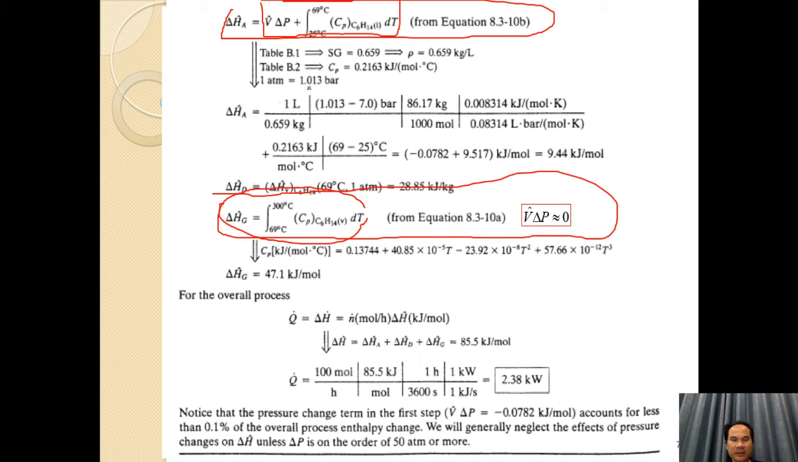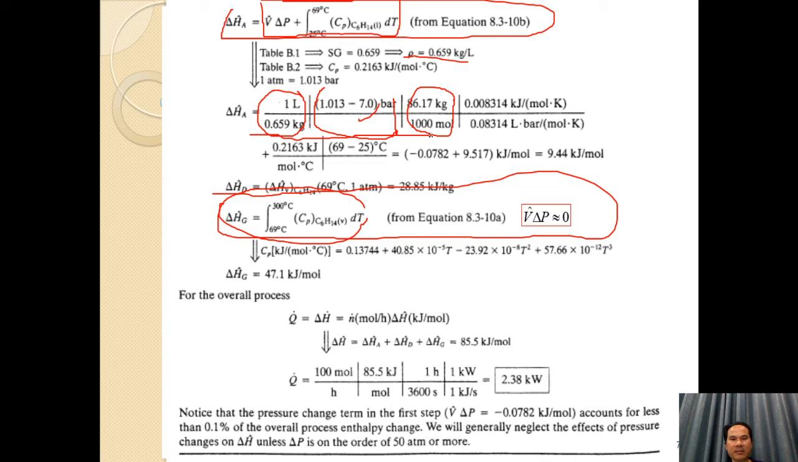That's right, the volume is 1 liter per 0.659 kilogram. This is the density. That's right, it's the density of hexane multiplied by delta P. That's right, this decreases from 7 to 1.013 bar. Okay, we get this, and multiply by the molecular weight of n-hexane. Then you change the unit, right, from 0.008314 kilojoule per mole Kelvin, also equal to 0.08314 liter bar per mole Kelvin.